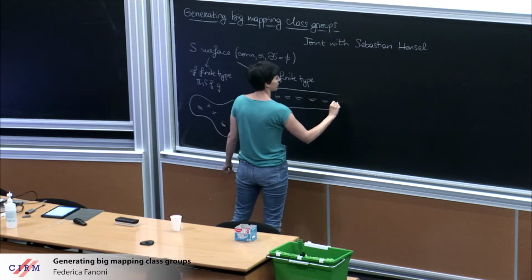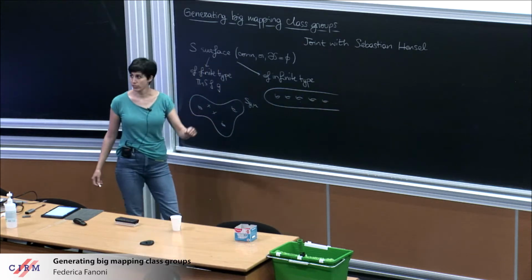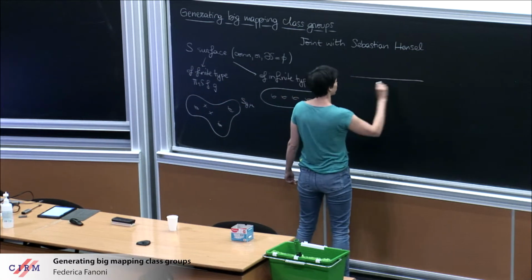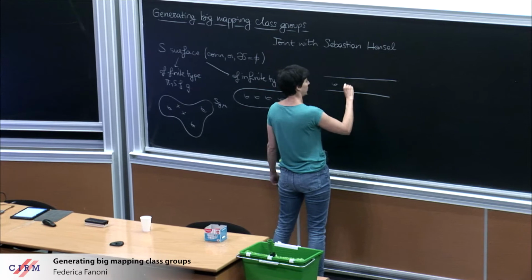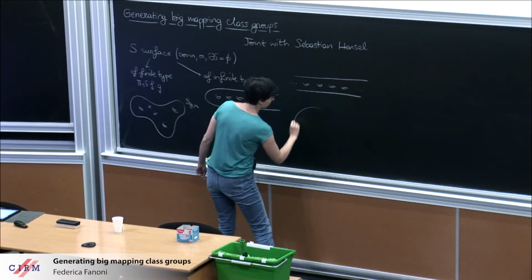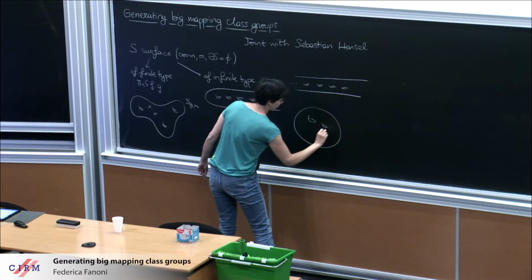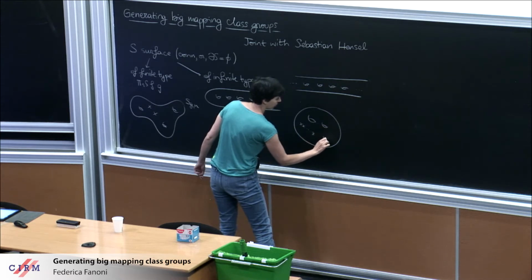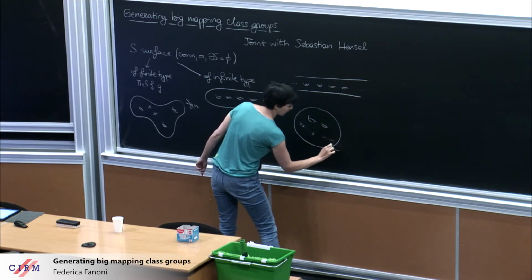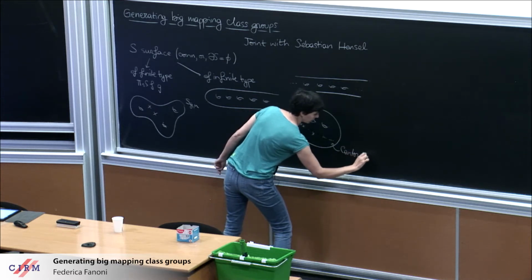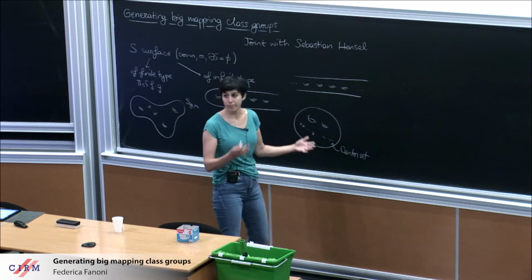There's, for instance, this surface where we have infinite genus going off in one direction. Genus could go off in multiple directions. Or I could have finite genus and remove, I don't know, for instance, a sequence of points converging somewhere, or even a Cantor set. Or I can have mixed things.